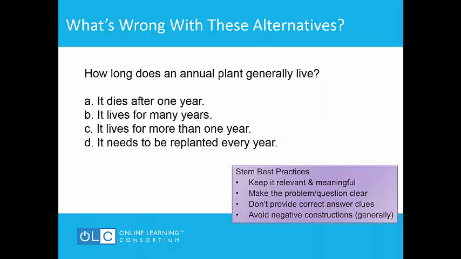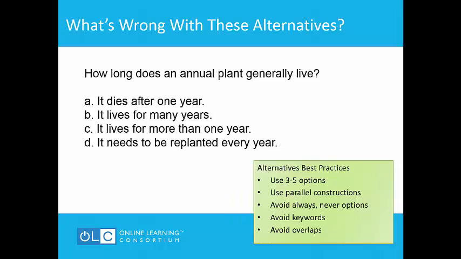Here's a sample question. What's wrong with these alternatives? You will notice that some of these alternatives overlap. For example, it lives for many years is the same as it lives for more than 1 year. So that makes it impossible for students to choose between these two selections. You may also notice that the question stem asks how long plants live, and the alternatives talk about how long plants live, die, or need to be replanted. Since these alternatives do not all address how long a plant lives, they make it easier for students to guess which might be the correct response.